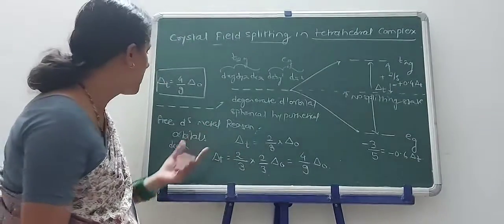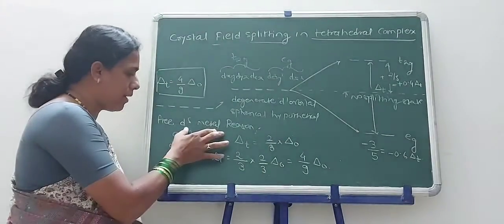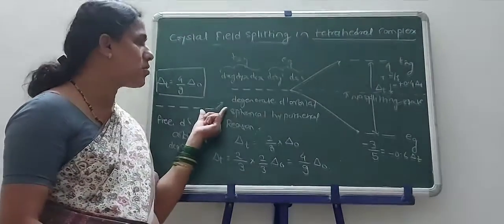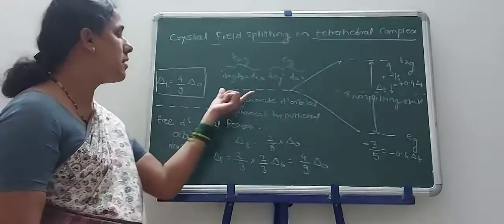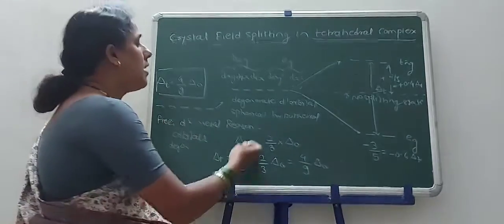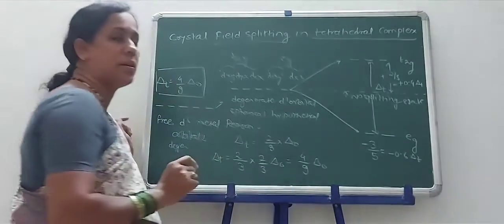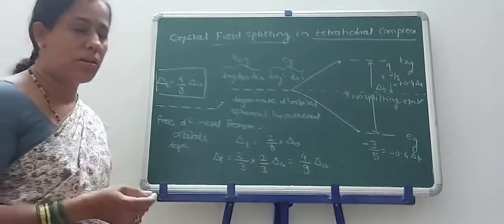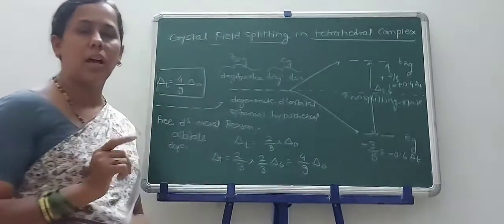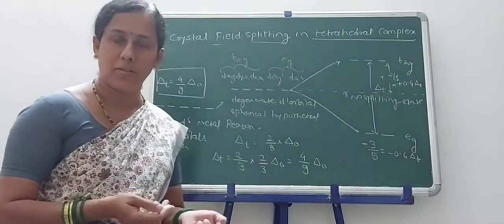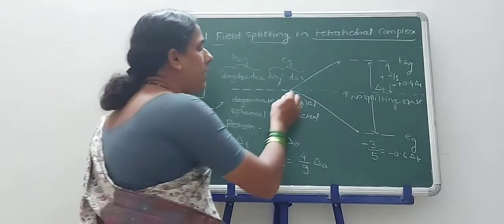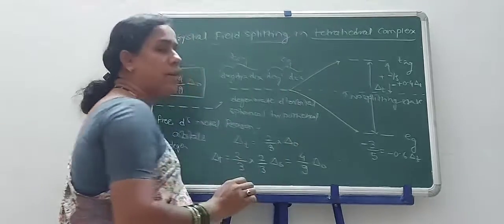Again, I will repeat this. When free d5 metal electrons are in the free state and the ligands approach the metal ion, the d5 orbitals are raised in energy, but they are degenerate d orbitals in the hypothetical state. When the splitting occurs, the repulsion between the central metal ion and the ligand electrons is strong, and the ligands are approaching between the axes.